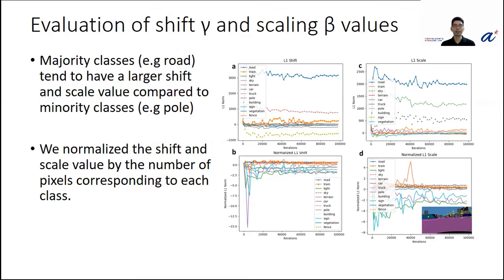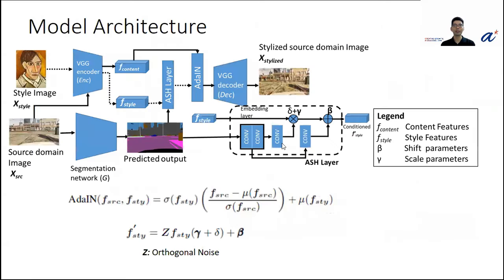What this figure also tells us is that it is important to use a non-zero sigma value, as shown in this slide here, because sometimes the gamma value might be close to zero, resulting in no style features being present during the stylization of the source domain images.